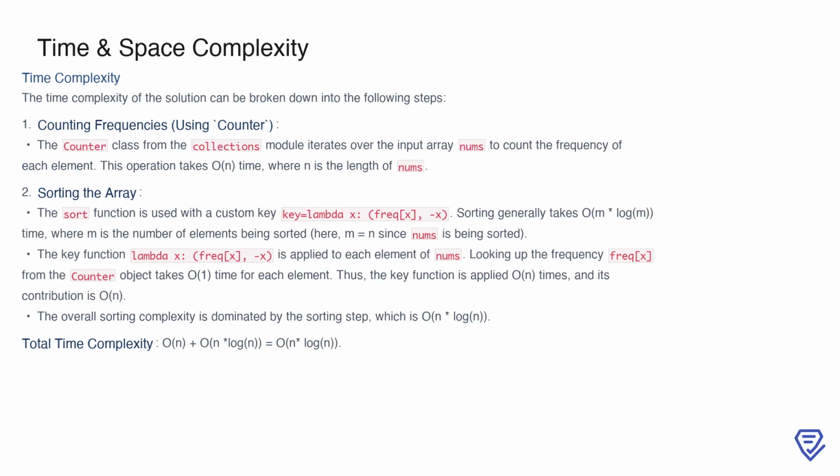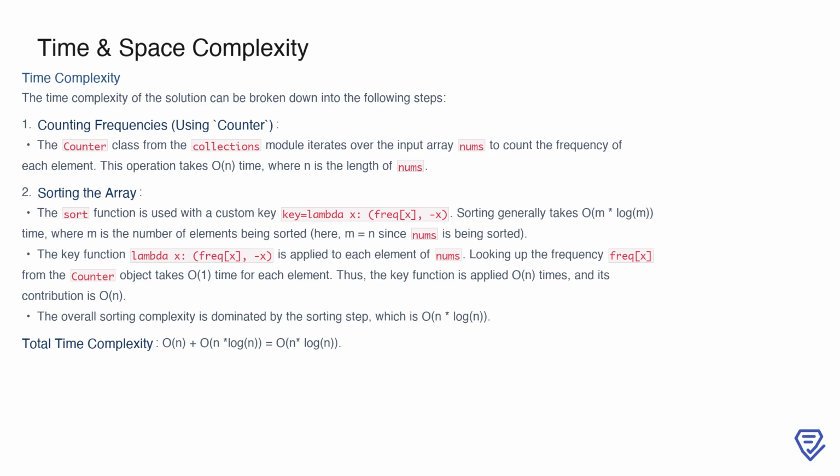To analyze the time complexity of our solution, we start by breaking it into two main steps. First, we count the frequencies of each element in the array using the Counter class from Python's collections module. This involves iterating through the entire input array, which takes O(n) time, where n is the number of elements in the array. Next, we sort the array using Python's built-in sort function.